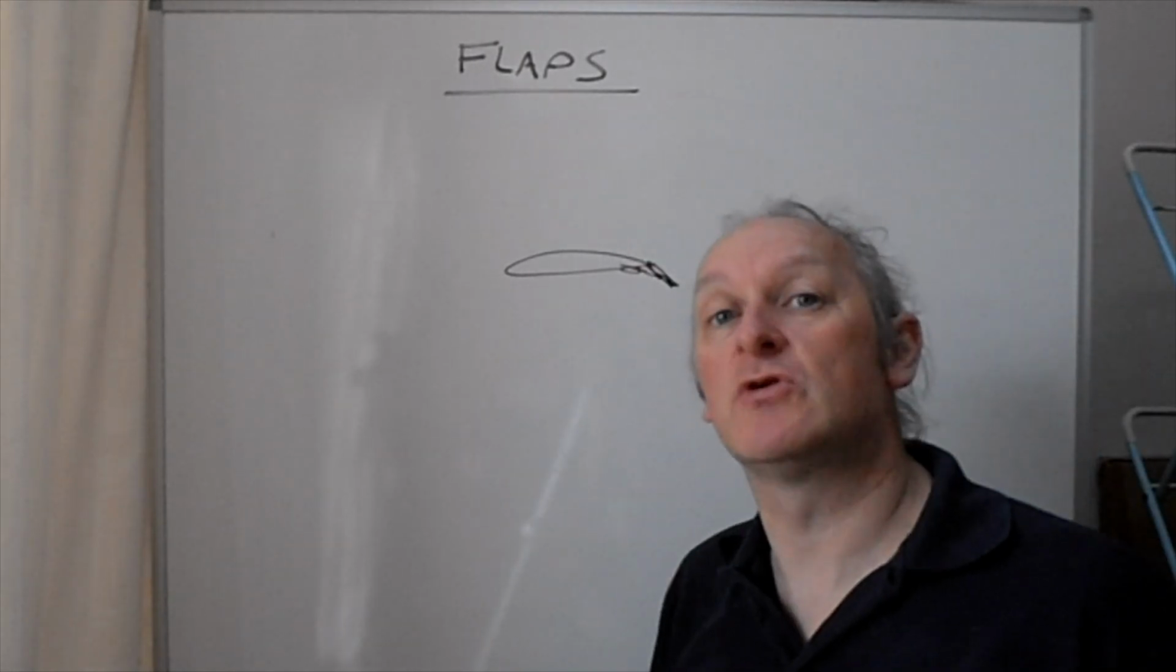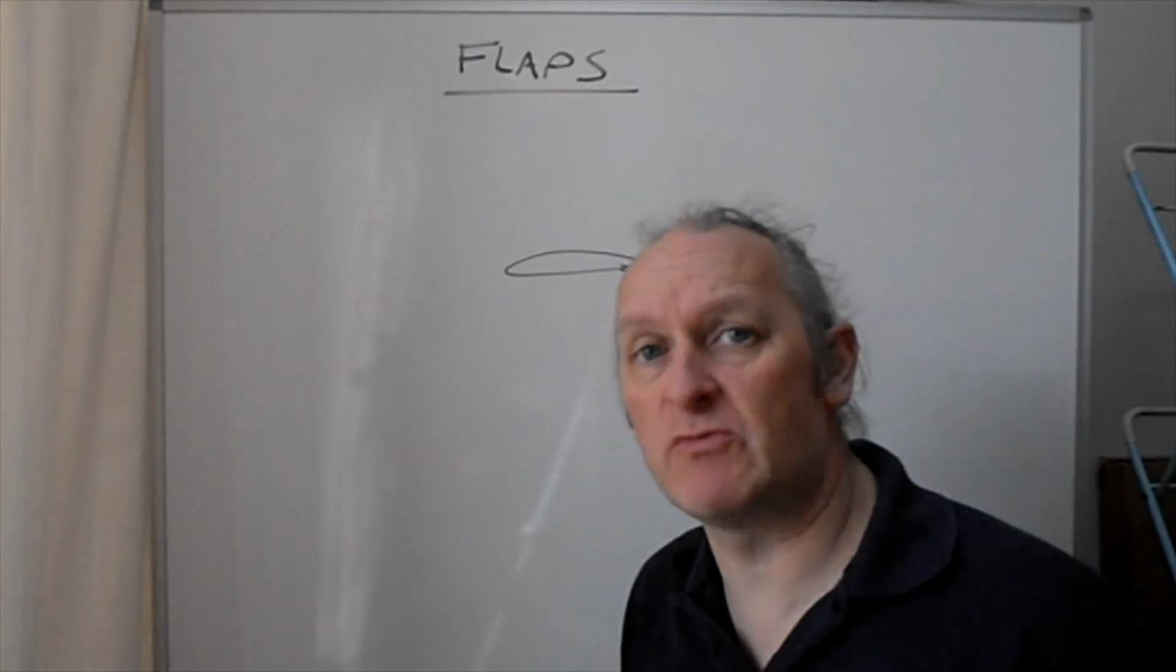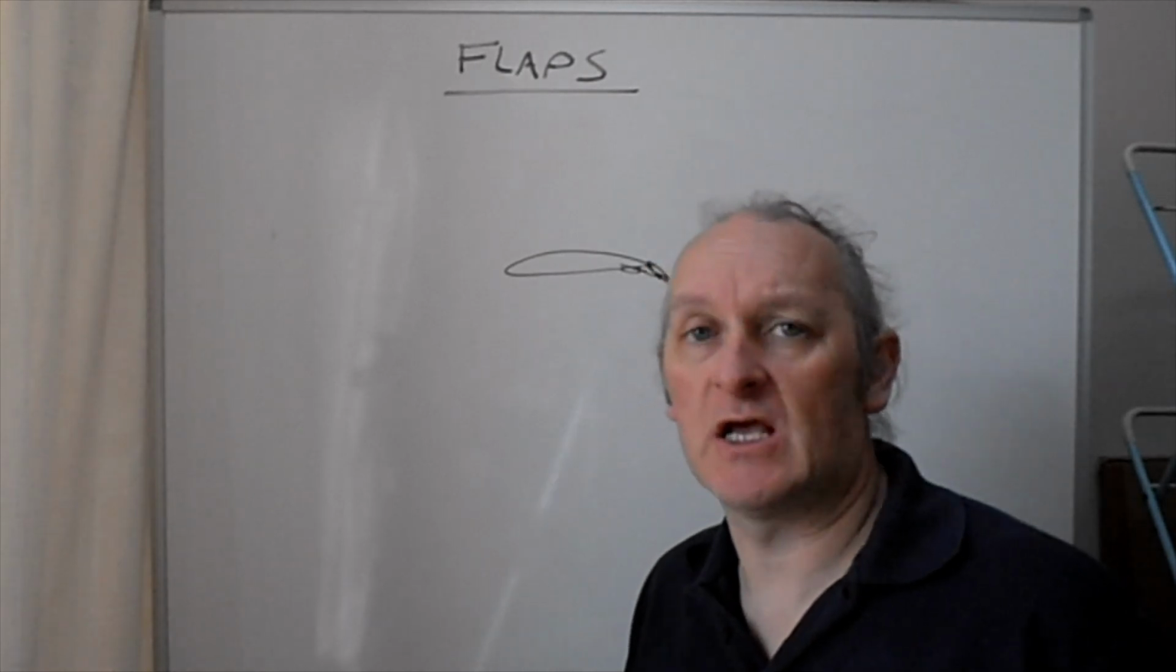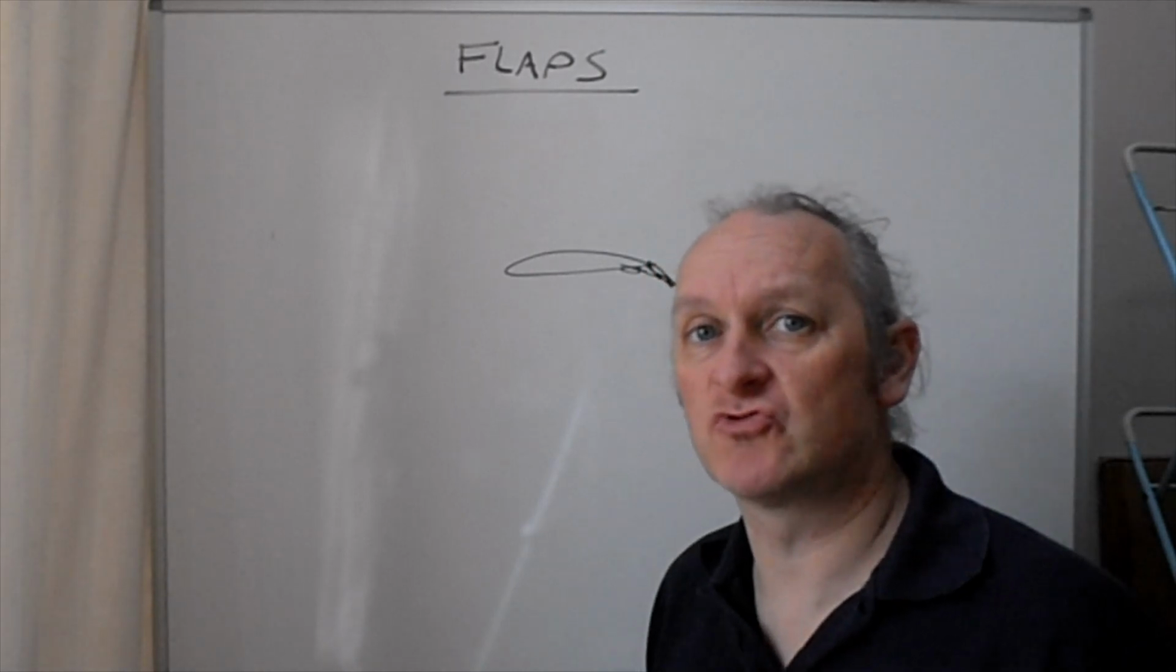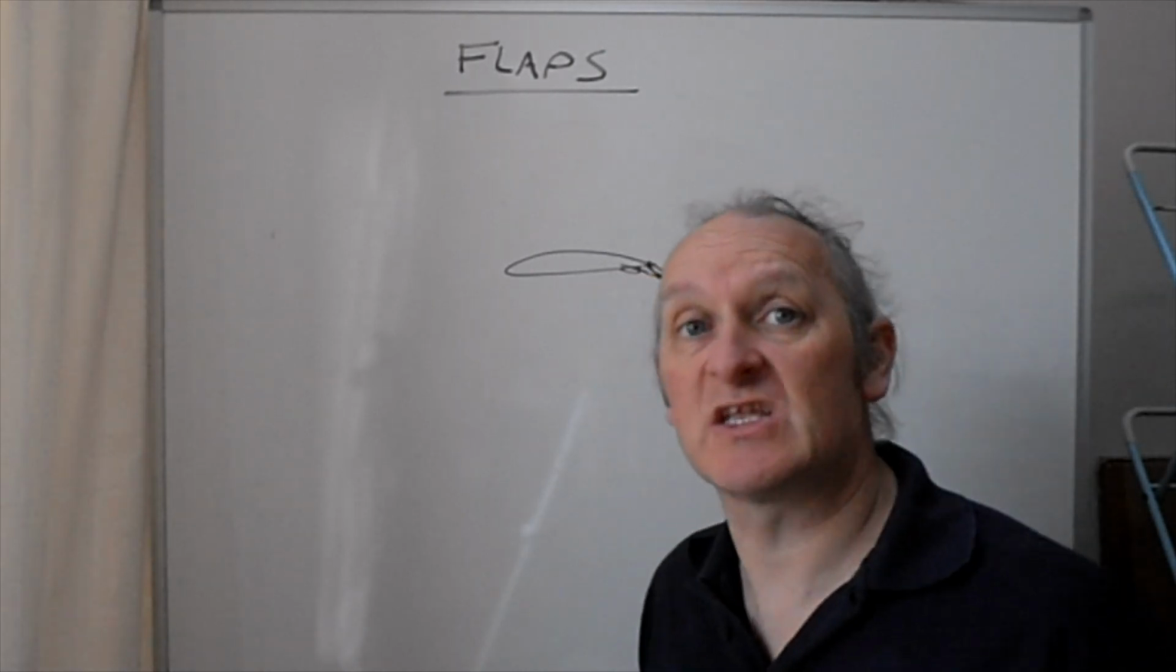Now flaps are known as secondary control surfaces. Your primary control surfaces are your ailerons, your elevators, and your rudder. Your flap is your secondary flying control surface. So that's standard flaps.